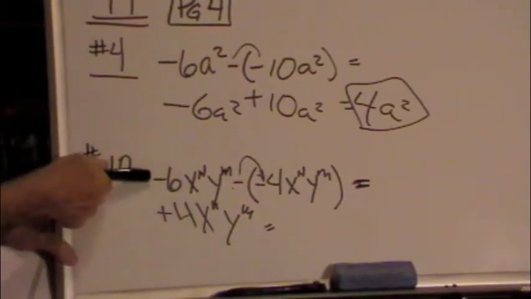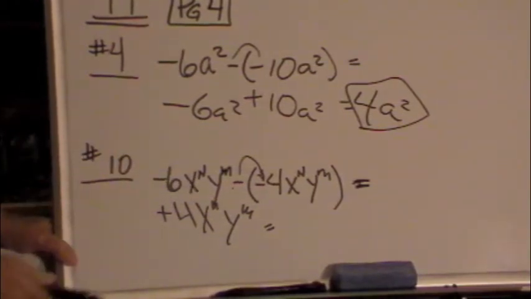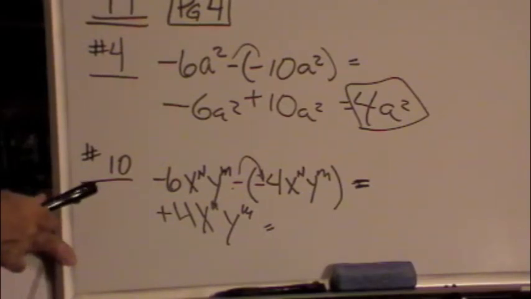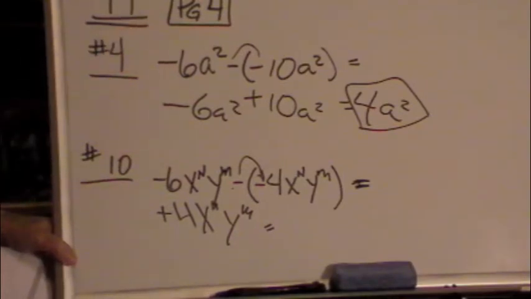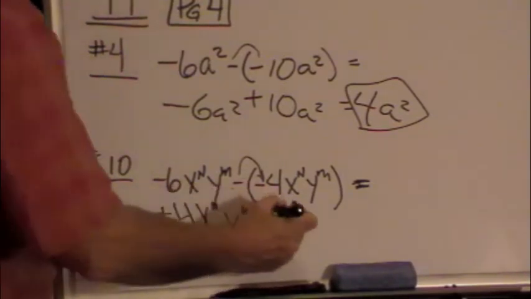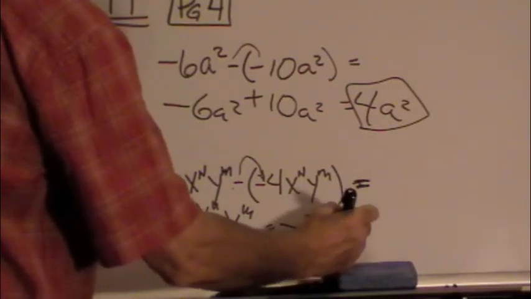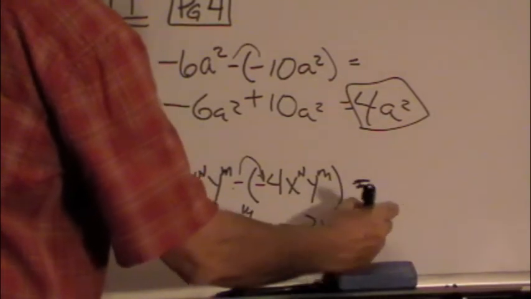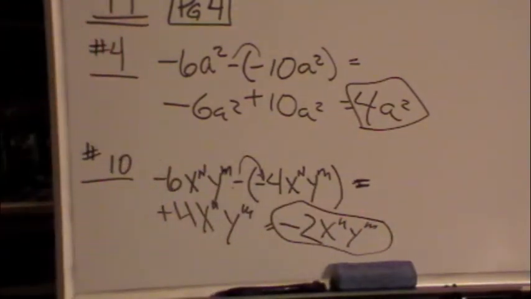So somebody takes 6 of those robots away, and the next day they bring back 4. Where are you? Well, I lost 6 and I got 4 back. I'm still down what? That's it. So I'm still down -2 x to the n, y to the m's. That's the answer to that one, guys.